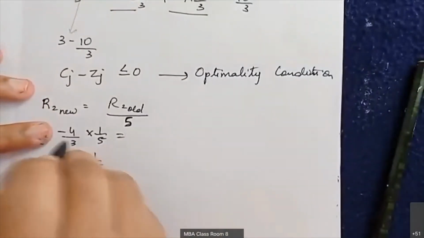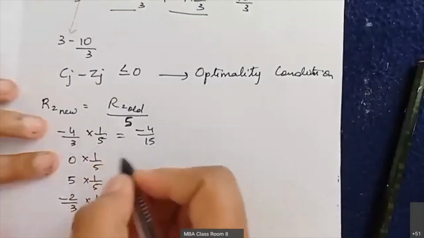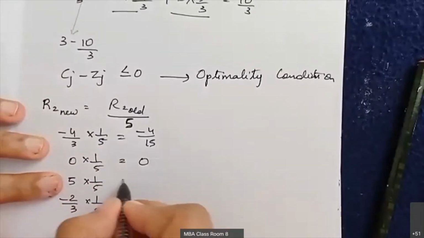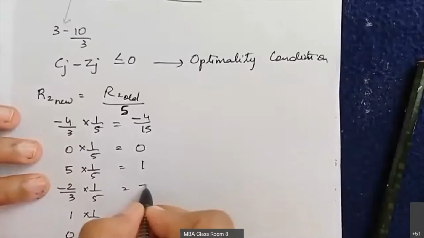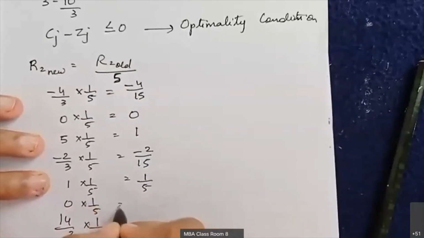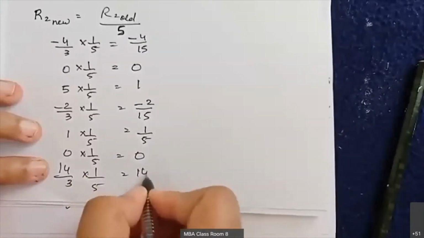Is it clear? Minus 4, what will be the value? Minus 4 by 3 into 5 is minus 4 by 15. 0 into any number is 0. Here 5 and 5 cancel, you will get 1. Here you will get minus 2 by 15. Here you will get 1 by 5. Here 0 into any number is going to be 0. Here you will get 14 by 15.